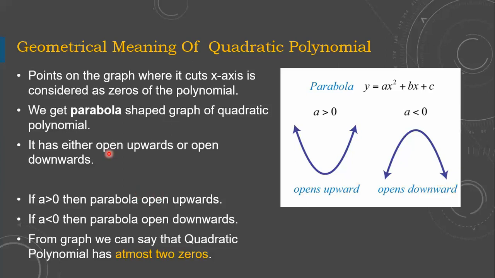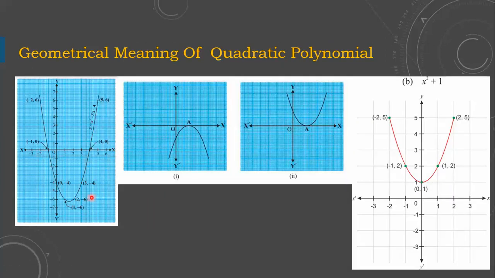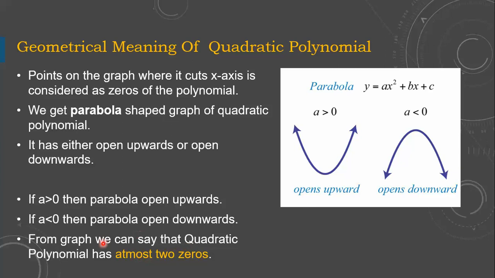So from those 3 graphs, see again I am saying, these 3 graphs: here 2 zeros, 2 solutions, 1 and 0. From this graph we conclude that the quadratic polynomial has at most 2 zeros. Now what is the meaning of this word at most? Means this polynomial can have 2 zeros, less than 2 zeros it can have, but more than 2 zeros the quadratic polynomial does not have.